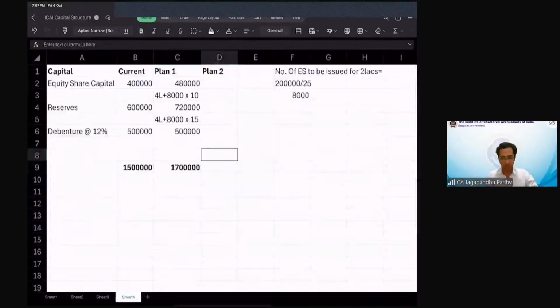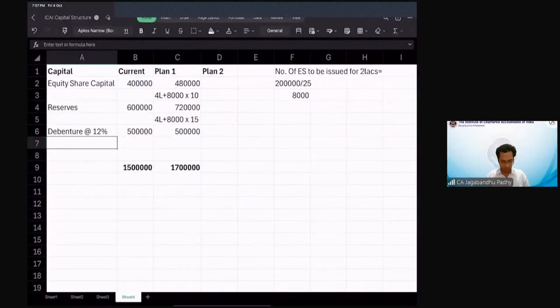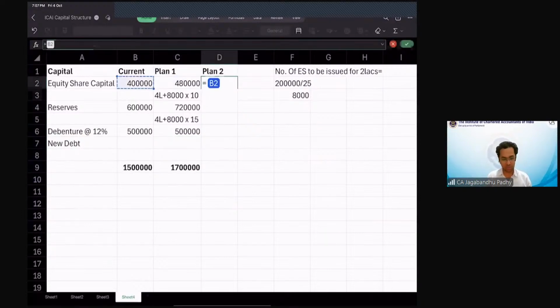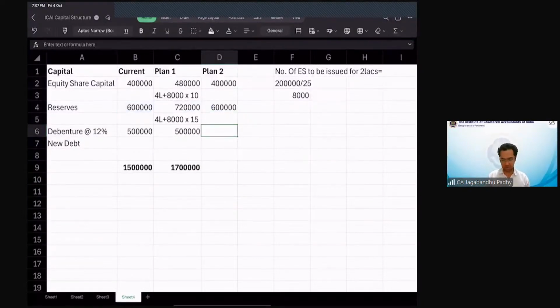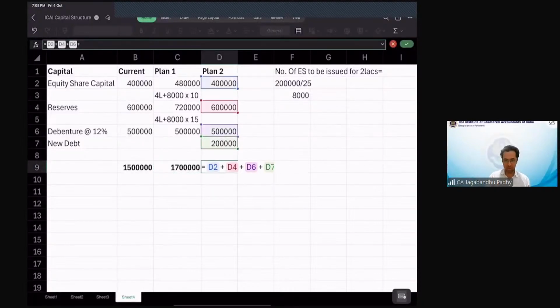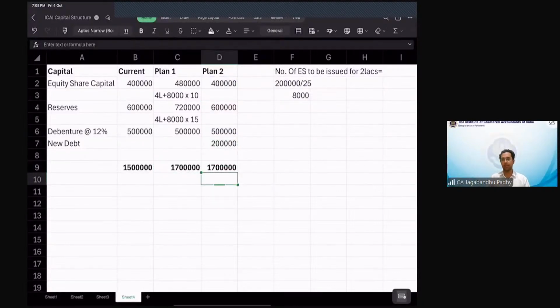So this is 17 lakh. Now the second plan will be obviously involving new debt. So equity share capital will remain same, reserves will remain same, debentures will remain same, but a new debt of 2 lakh will be issued, and of course the total capital over here is also going to be 17 lakh. Okay. So now we have 15 lakh, 17 lakh, 17 lakh as the plan 1 and plan 2 requires total capital employed of 17 lakhs.